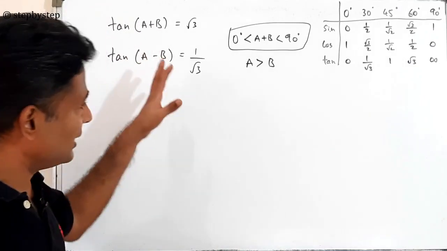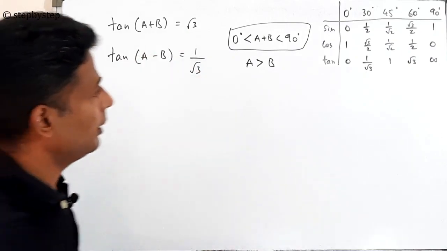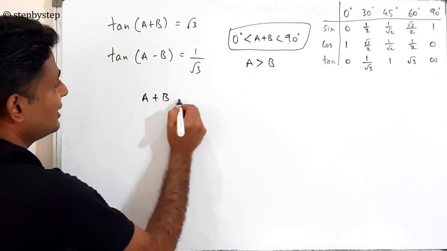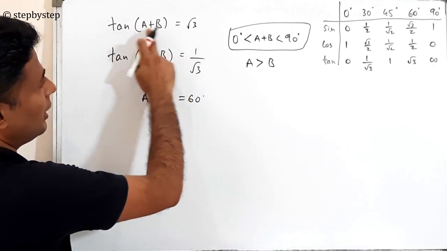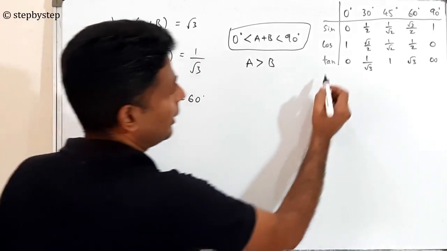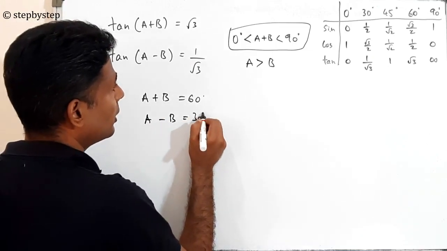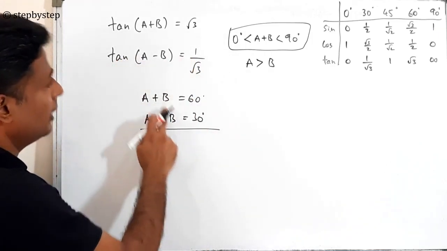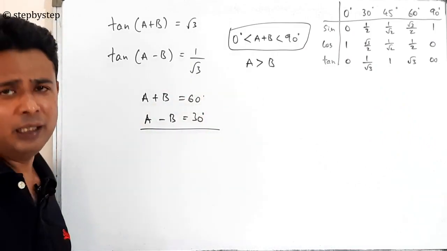Alright. So now this question only looks complicated, but it's very easy. Now tan (a plus b) is equal to root 3. Tan of 60 is root 3, which means what? A plus b is 60 degree, right? Because tan 60 degree is root 3, and they have said tan (a plus b) is root 3, which means a plus b should be 60 degree. Next, tan (a minus b) is 1 by root 3, but tan of 30 is 1 by root 3, which means a minus b should be equal to 30 degree. I hope you guys have understood. Because tan (a minus b) is 1 by root 3, a minus b has to be 30 degree. Why? Because tan of 30 is 1 by root 3.